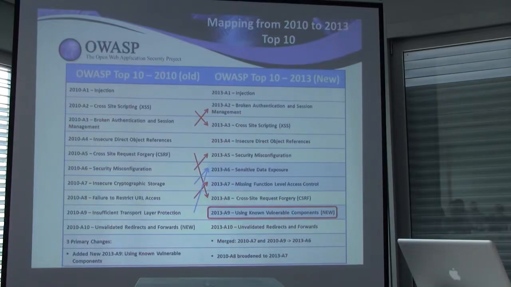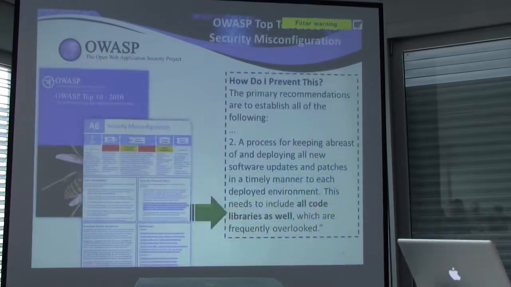But then we merged the cryptographic storage and the cryptographic transport items together into sensitive data, and just say, look, if you've got sensitive data, you have to protect it, whether it's on the wire or in storage or in the browser, wherever it is. So that's what we did. And then the new one we added was A9. So how did we get to this new A9?